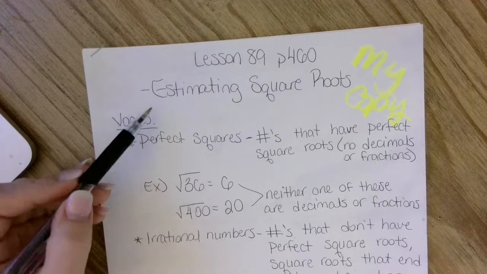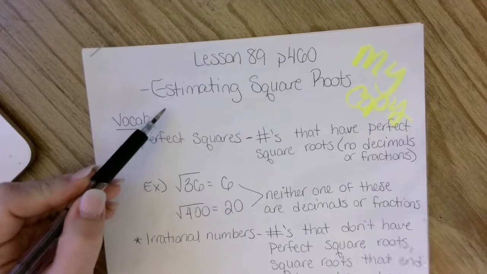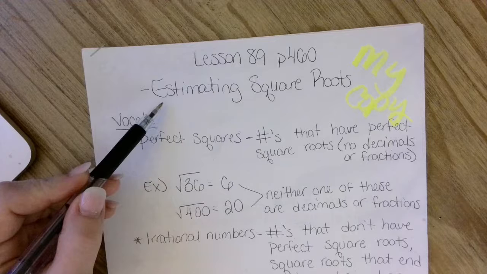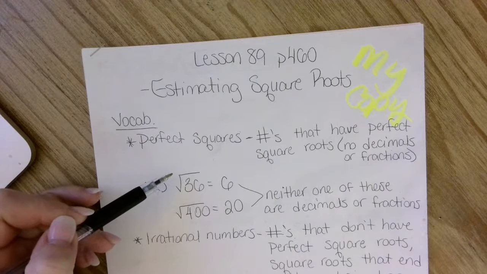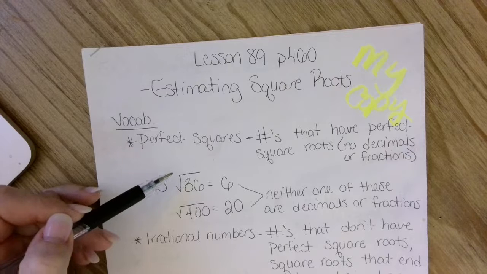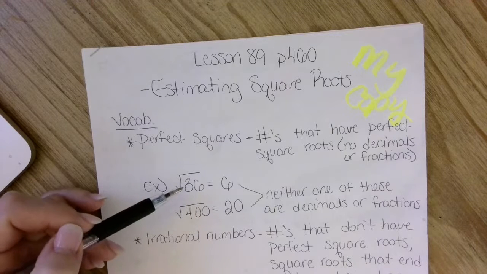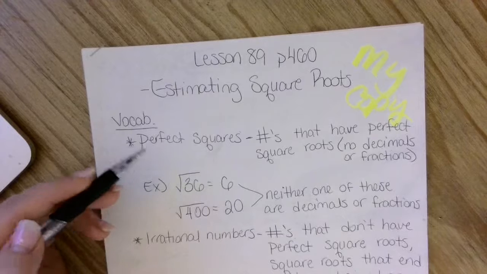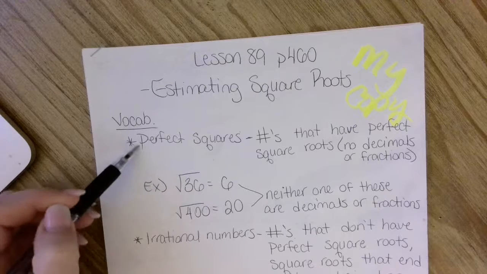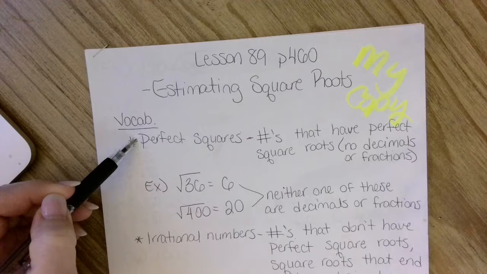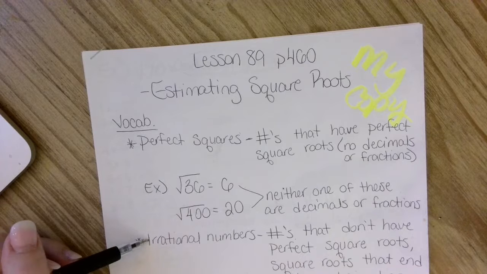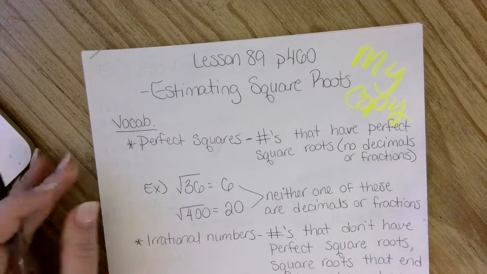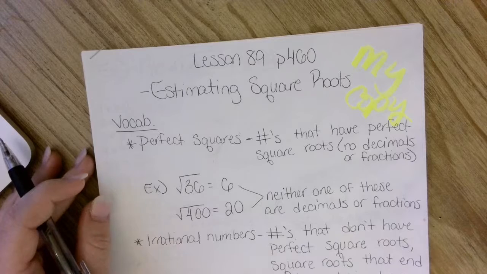And we've already talked about how to get the square root of something. You have to come up with a number that is multiplied by itself to get the answer of whatever is in the square root box. Now, some of these numbers are perfect squares, which means that the answer is not a decimal or a fraction. However, some of them are irrational numbers, which means that there is no perfect square root.